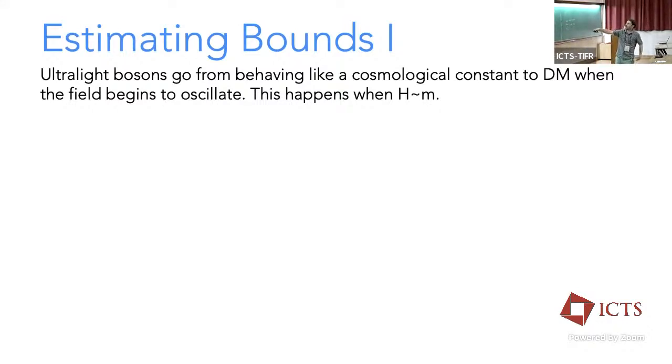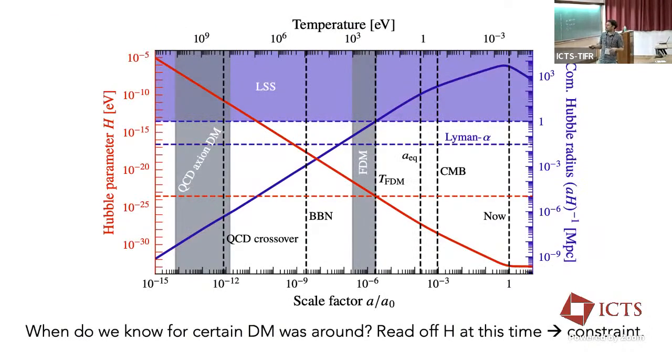Estimating bounds, part one. Ultralight bosons go from behaving like a cosmological constant to dark matter when the field begins to oscillate. This happens when H is of order m. Okay, so here is a figure that shows us what's going on. You'll want to go away and look at this figure in the paper to really take in everything that's going on in it. What I'm showing here is the value of the Hubble parameter in red and the size of the co-moving Hubble radius in blue as a function of scale factor, and equivalently as a function of temperature. So by thinking about what these parameters are doing, we can get a sense for what's going on, right?